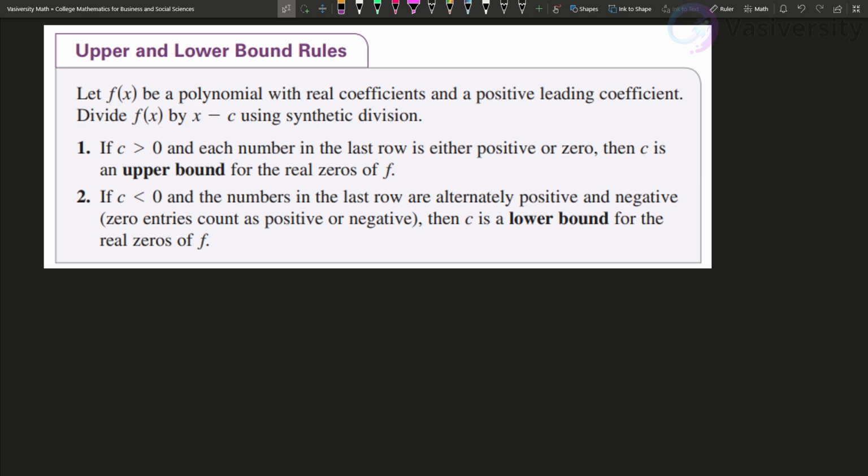So we are working with the real zeros of the polynomial. Let's take a look at an example. f of x is equal to 6x cubed minus 4x squared plus 3x minus 2.